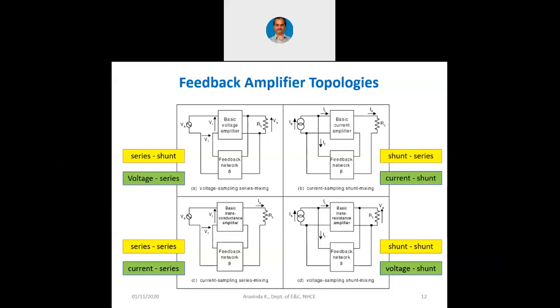There you will learn about how op-amp can be used as a current to voltage converter, voltage to current converter. Op-amp can be used in all these four types also: as a basic voltage amplifier, as a basic current amplifier, as a basic trans conductance amplifier, and as a basic trans resistance amplifier. That means it can be used as a voltage to voltage converter, current to current converter, voltage to current converter, and current to voltage converter.